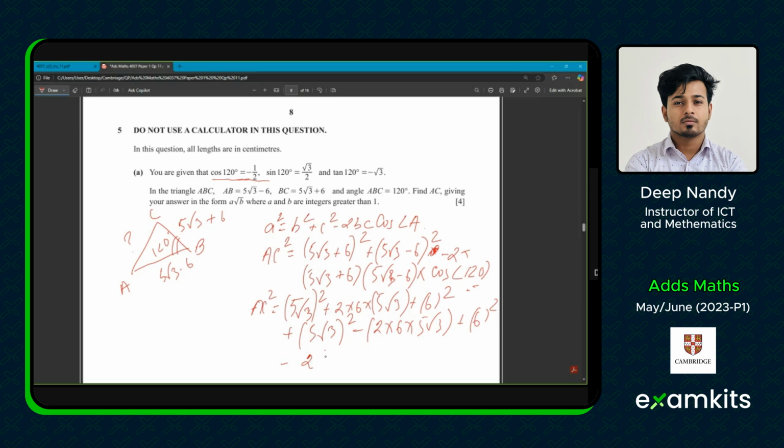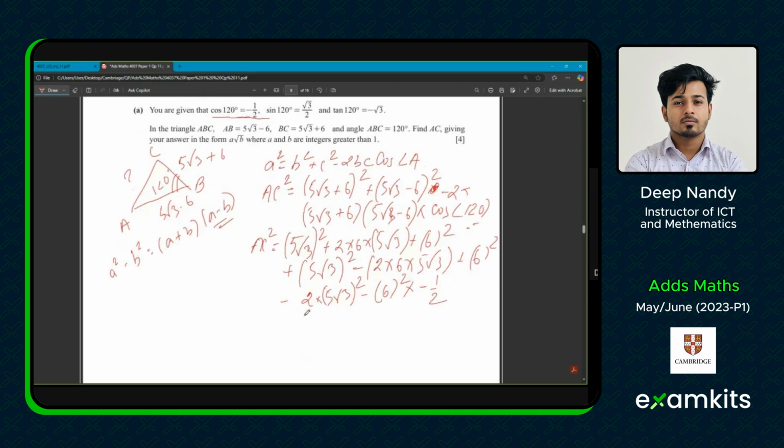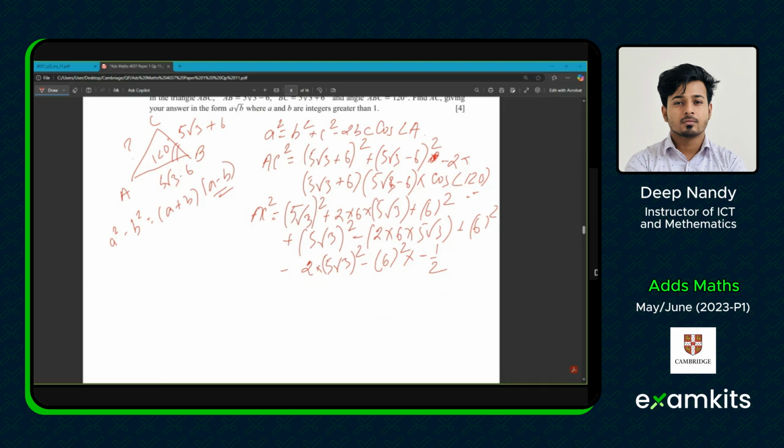We can say that this thing equals (5 root 3) whole square minus 6 whole square, as it is in the form of a square minus b square. Why we write it in the form a square minus b square is because (a plus b)(a minus b). Now if we solve this, we're getting a result of 3 root 29.